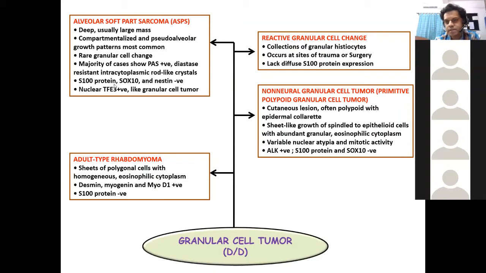S100 protein and the SOX10 will be negative, so that's one important clue. Nuclear TFE3 will be positive in both. Rhabdomyoma, because they look like skeletal muscle cells, adult rhabdomyoblasts, so they have kind of homogeneous eosinophilic granular cytoplasm, polygonal cells, but they will express desmin, myogenin and MyoD1 and they will be negative for S100.